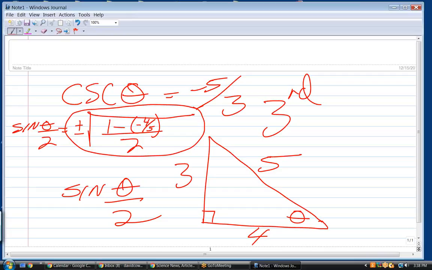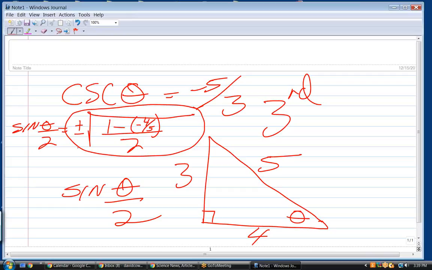Would that be a sine as positive or negative in the third quadrant? If I know that theta is in the third quadrant, is the sine of theta divided by 2 plus or minus? Minus. Not if theta is in the third quadrant. If I divide a third quadrant angle by 2, I'm going to be in the second quadrant. Oh, okay. Second quadrant, sine is positive. Okay, so I want the positive.